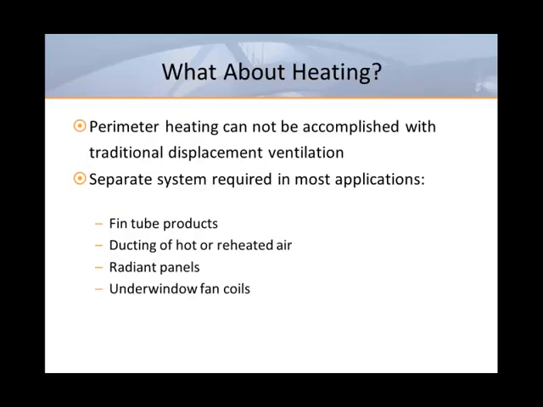I said earlier that displacement ventilation is only suitable for cooling, but promised to show you an interesting way to deal with heating requirements. Traditionally, displacement ventilation has required the use of separate perimeter heat to deal with loads resulting from exterior walls and perimeter glass. This often means the use of thin tubular products, separate ducting of hot air, radiant panels, or under-window fan coil units. Well, here's an interesting solution that you might want to consider.